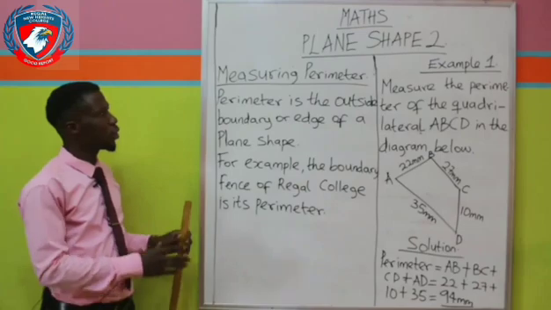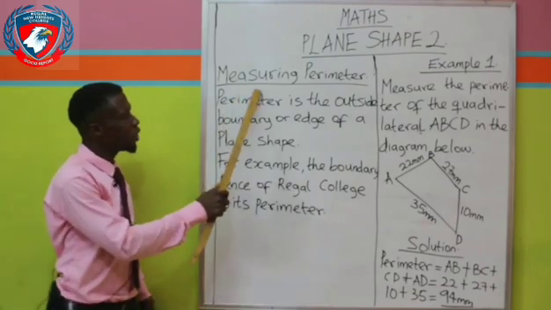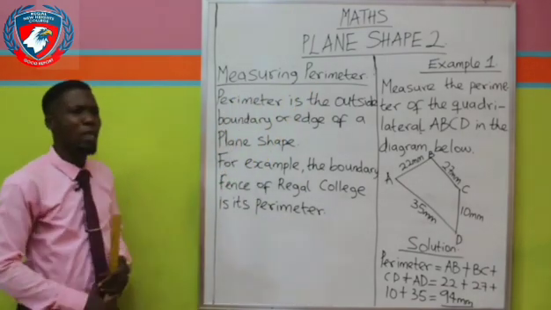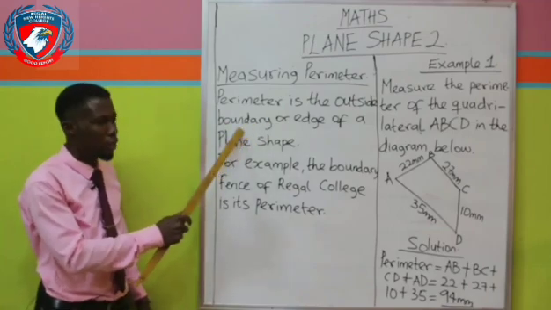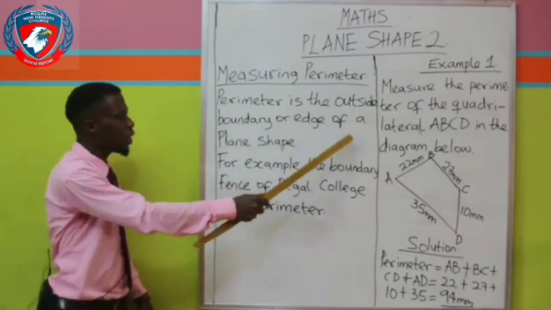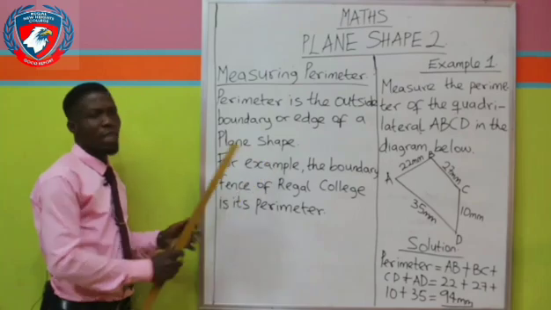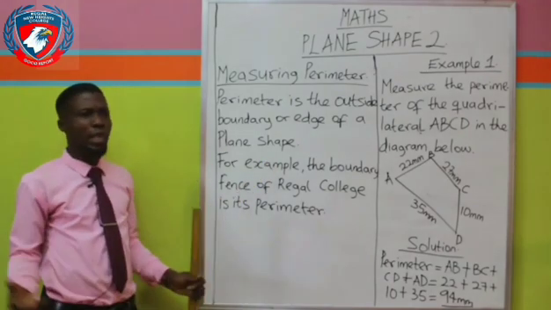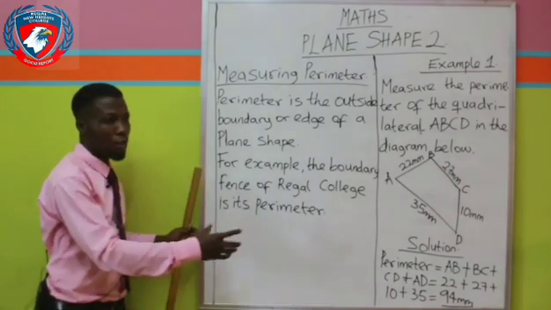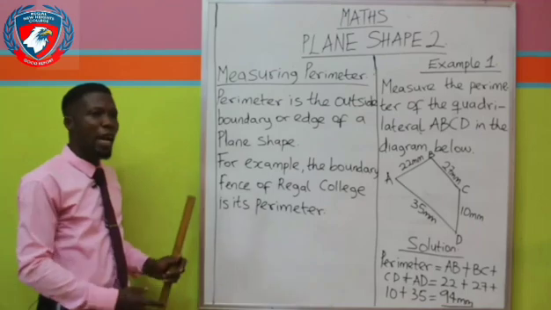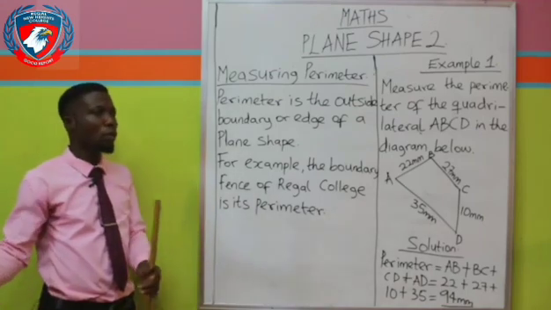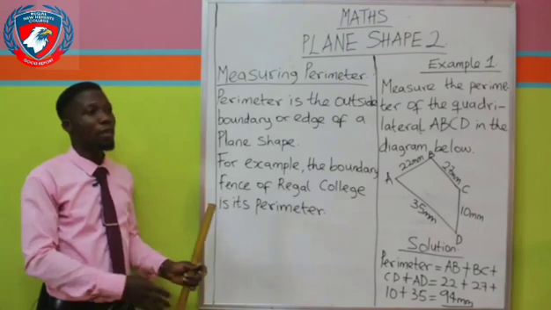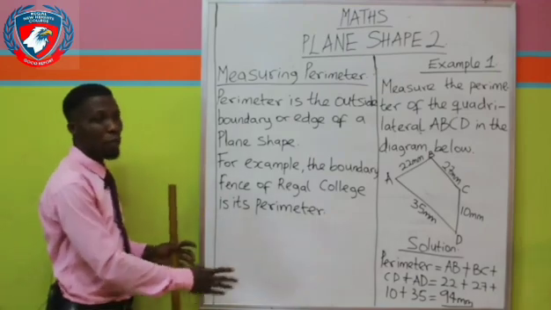I'm going to start with measuring perimeters. What do I mean by perimeters? Perimeter is the outside boundary or edge of a plane shape. What do I mean by that? For instance, a triangle has 3 sides. Let us go to the other type of shapes we have. We have rectangles. That one has 4 sides and 4 angles.